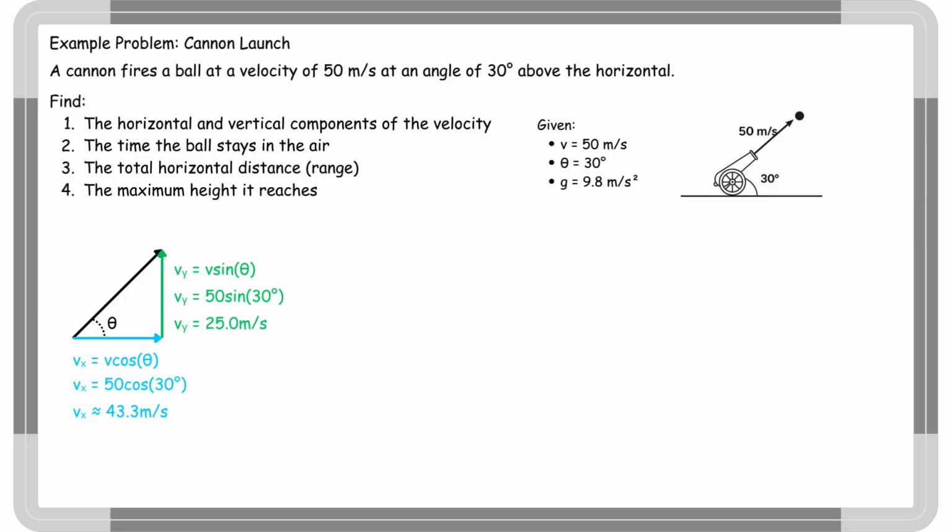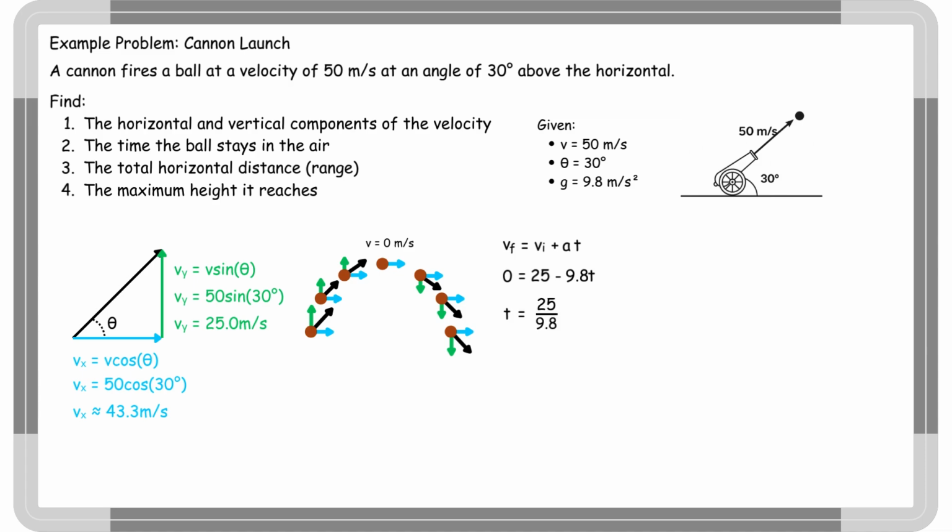Next, find the total time in the air. At the top of its path, the vertical velocity is 0. Using the equation v equals v initial plus a times t, we solve for time going up. 0 equals 25 minus 9.8 times t. So t is 25 divided by 9.8. That's about 2.55 seconds up. Multiply by 2 for total flight time, 5.10 seconds.